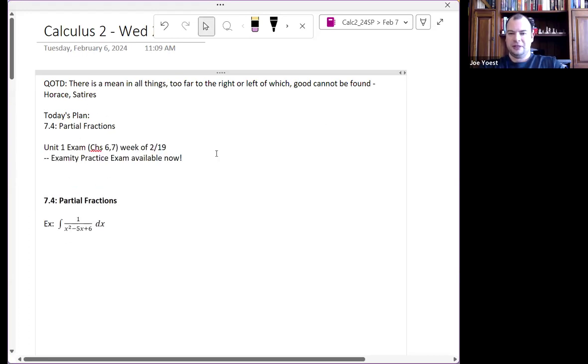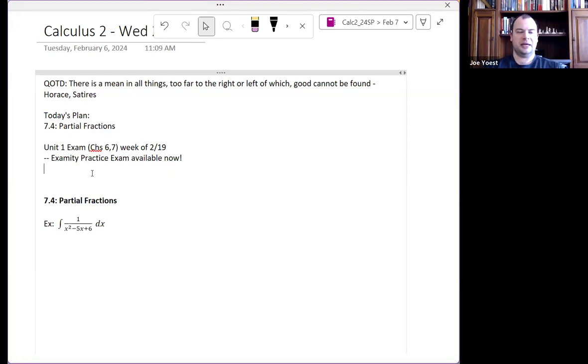All right, so the plan for today is just to talk about the next integration technique, partial fractions. Note the Unit 1 exam on Chapter 6 and 7 is the week of the 19th, and I posted the Examity practice exam along with an announcement detailing a lot of information about that exam.